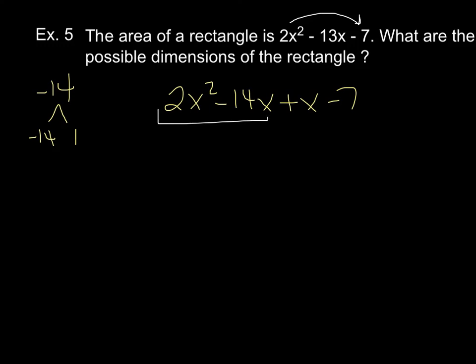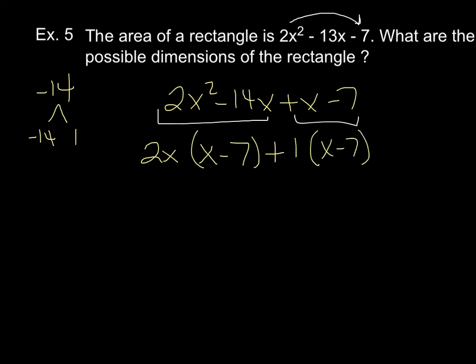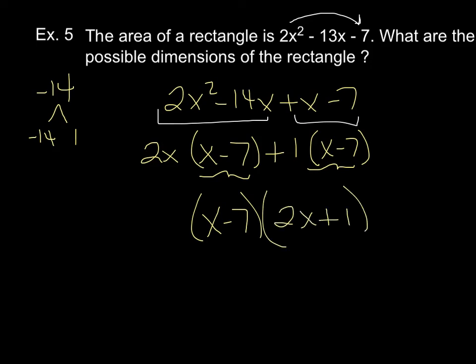Now I'm going to group, and when I group, I can factor out a 2x, which leaves an x minus 7, and the only thing I can divide both of them by is 1, leaving behind the x minus 7. So there's my common factor again, making x minus 7 the first factor, and 2x plus 1 the second factor. Okay. And it says possible dimensions.